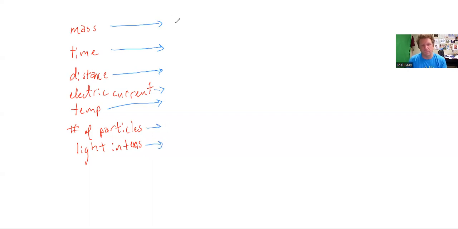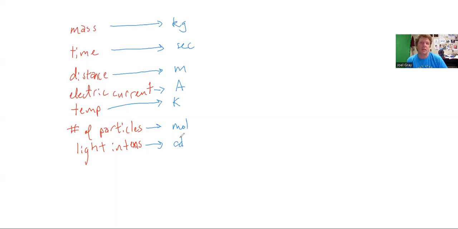The SI unit for mass is kilograms or kg, time is seconds, SEC or S. Distance is going to be meters. Electric current is amperes or amps. The temperature is measured in a unit known as Kelvin. The number of particles are moles. And finally, the light intensity is candela or CD.